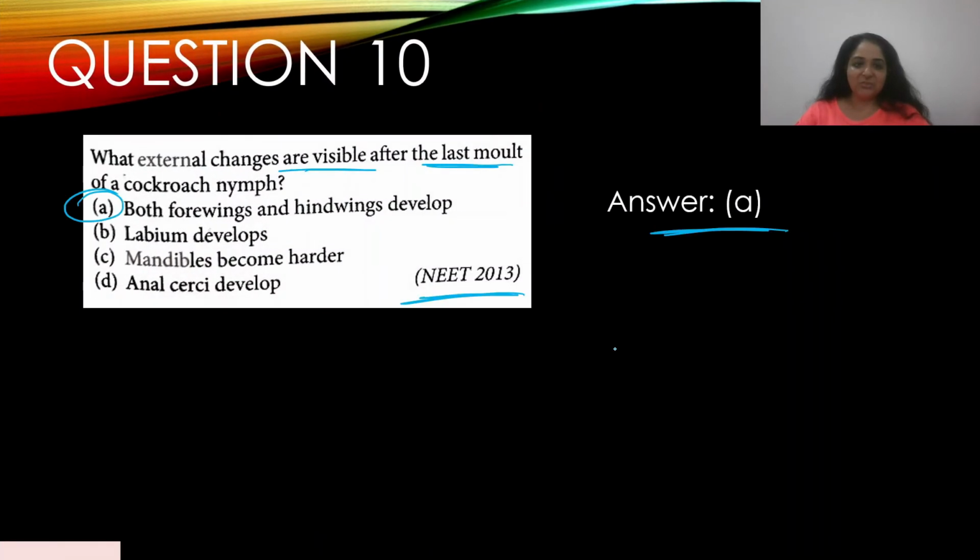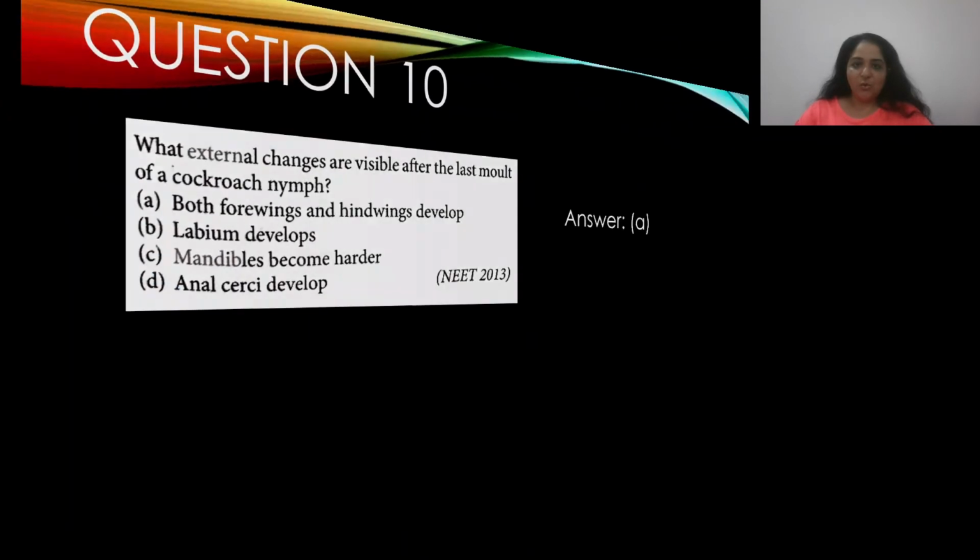I think I've answered this question. Both forewings and hindwings develop. B, C, and D are incorrect. Okay, let's move on.